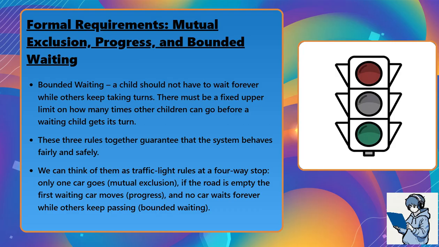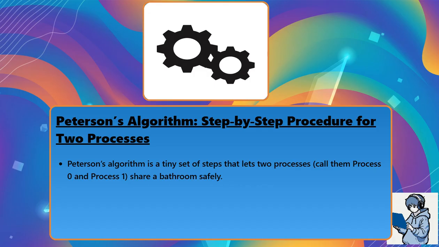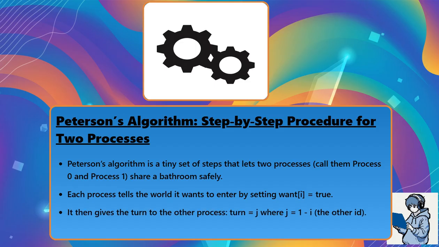And no car waits forever while others keep passing: bounded waiting. Peterson's algorithm is a tiny set of steps that lets two processes, call them process 0 and process 1, share a bathroom safely. Each process tells the world it wants to enter by setting want[i] equals true. It then gives the turn to the other process: turn equals j, where j equals 1 minus i, the other identifier.